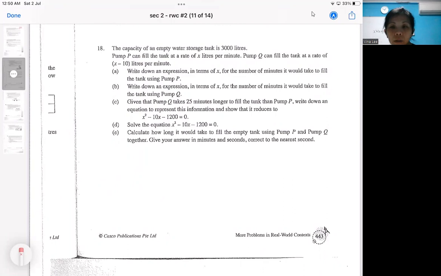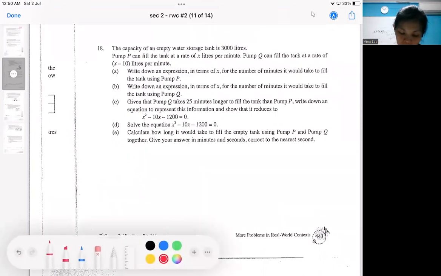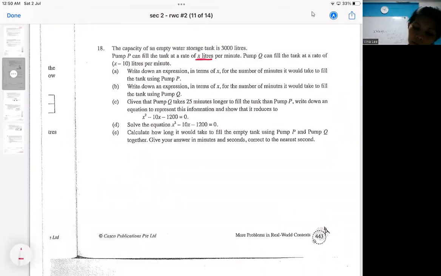So this is question 18, another problem solving question leading to quadratic, and it is also under the category of rates because it deals with per minute. So if you need to, you might want to draw a little bit. There's an empty tank, and this is 3,000 liters.